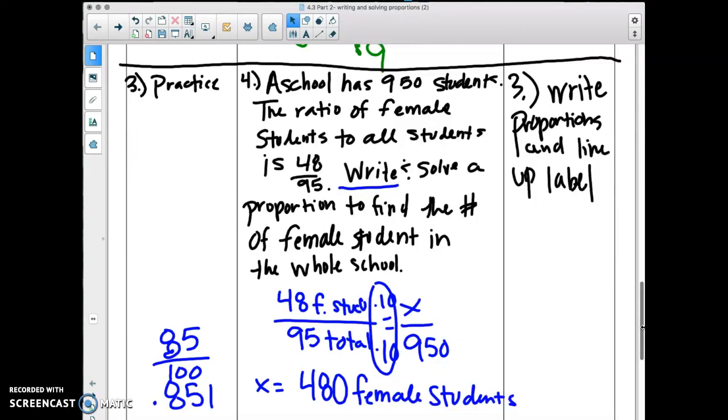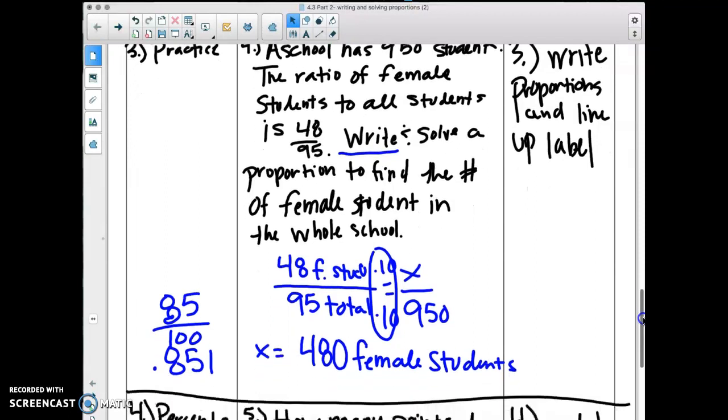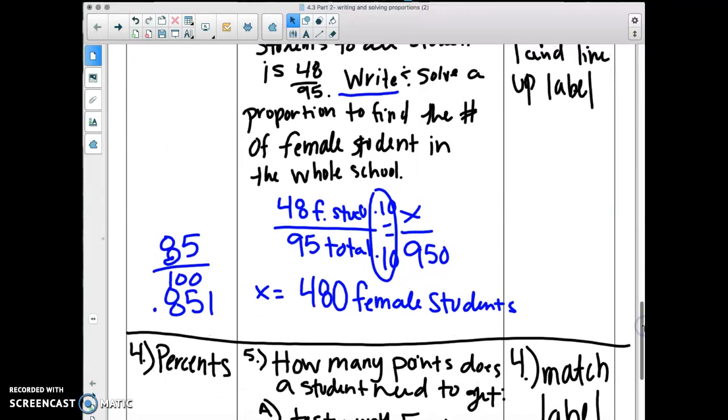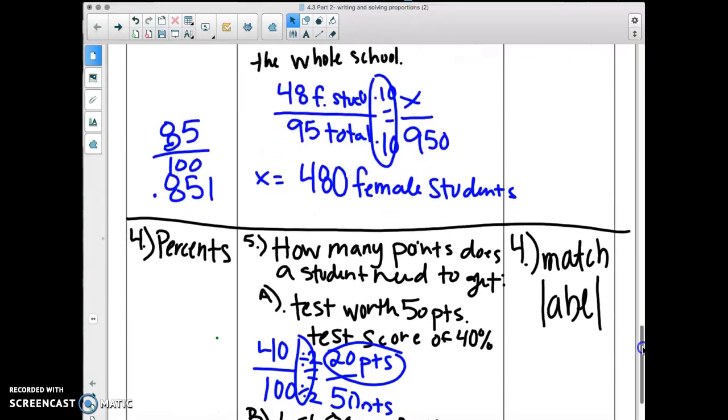And so it was important that you guys remember to write the proportion first, and we rewrote it with labels, female students to total students, solving for X. And how do you get from 95 to 950? Times 10, right? Thanks, Meredith. And so we just did that at the top and the bottom. You guys practiced this many times. So we solved it there, looking again for the label for female students.